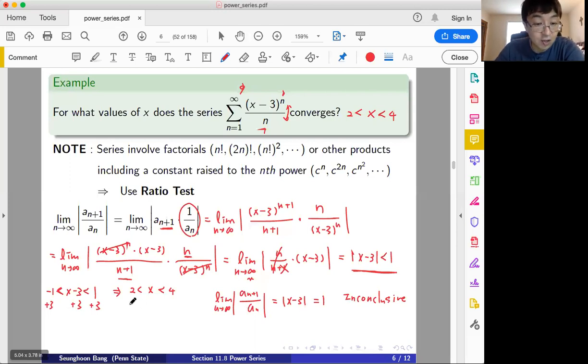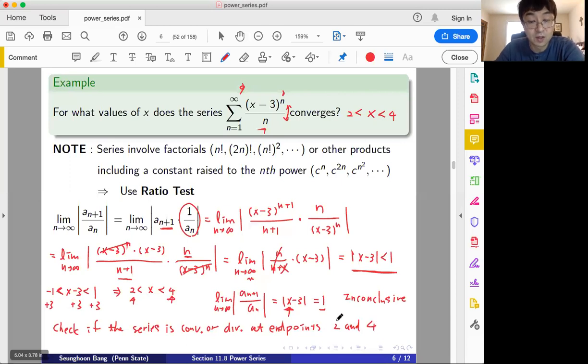So what does it mean? You can check whether the series is convergent or divergent at the endpoints 2 and 4. You plug 2 into here, and 4 into here. Just check only at the endpoints 2 and 4. You plug 2 and 4 into the original series and check whether the series is convergent or divergent.